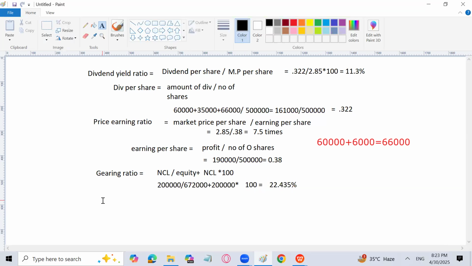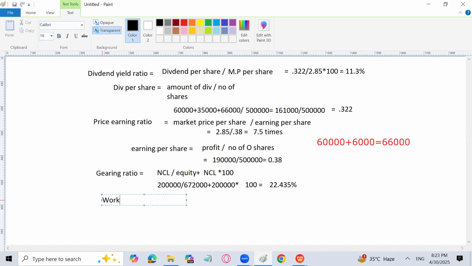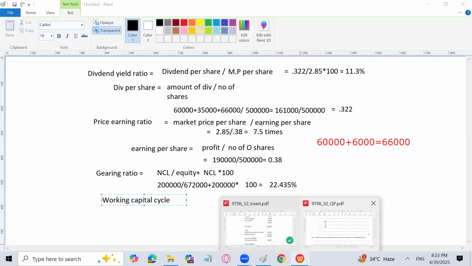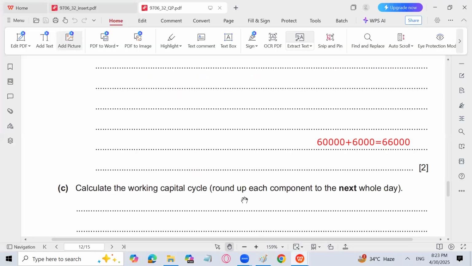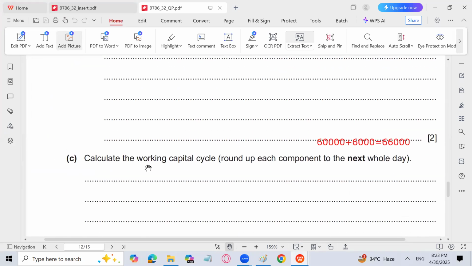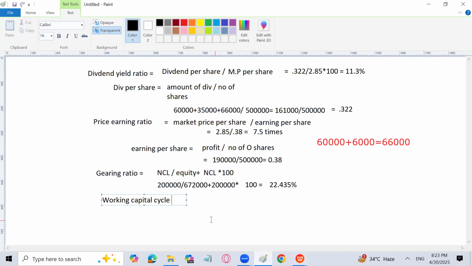Okay. Next ratio which we are supposed to calculate is working capital cycle. Okay. Sir, how do you know that? Let's see. Calculate the working capital cycle. Round up each component to the next whole day. You have to convert it into whole days as well. So let's calculate that. Working capital cycle.